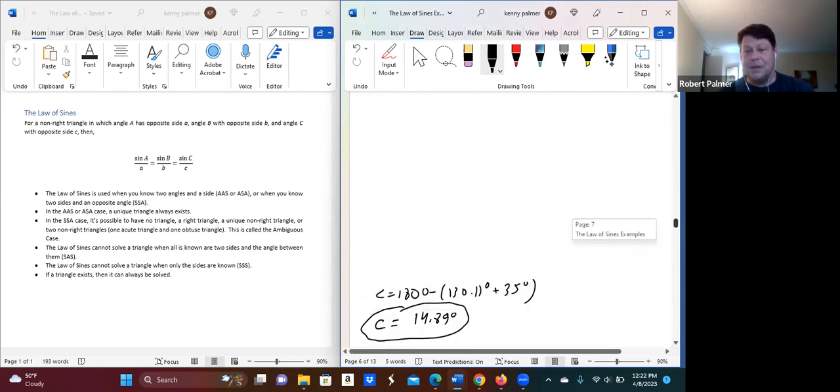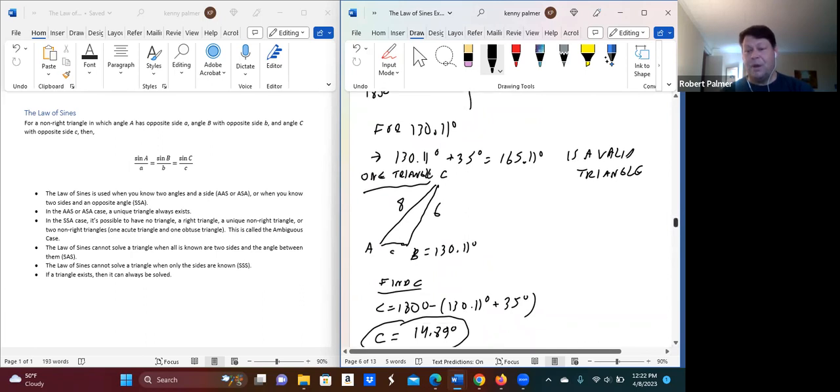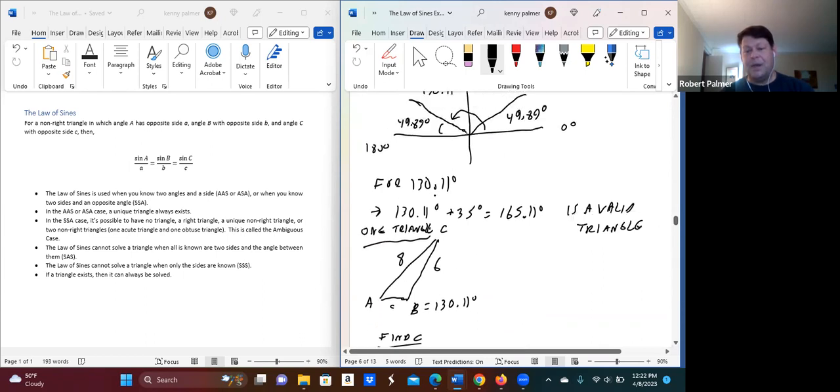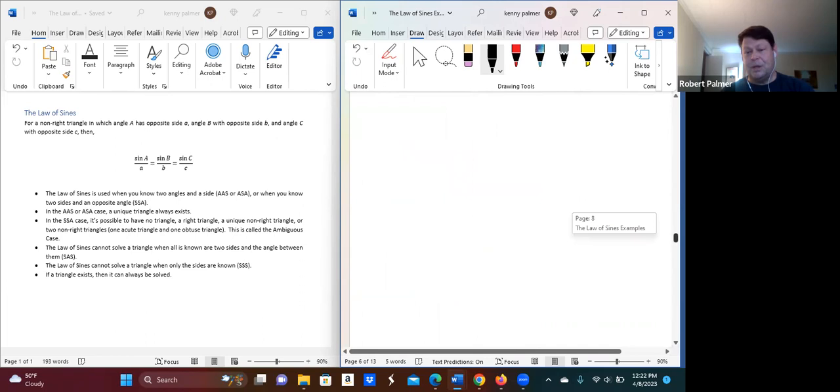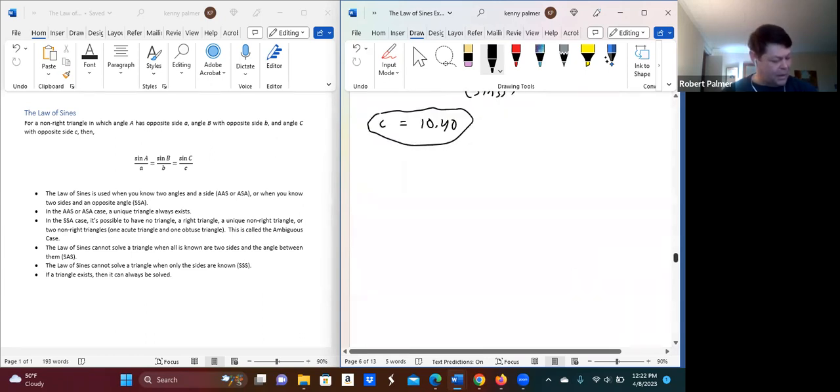So what happens in this case is we had two possible triangles, where depending on where you connected this side here to the other, it gives you two triangles. One where angle B was bigger than 90 degrees, and one in which angle B was smaller than 90 degrees, like we saw here. Okay, let's take a look at one more example.